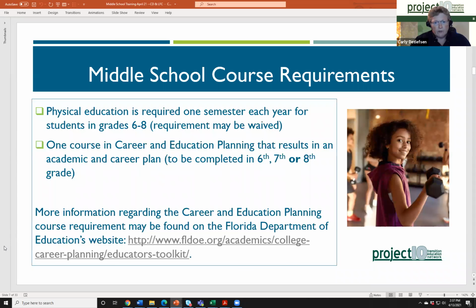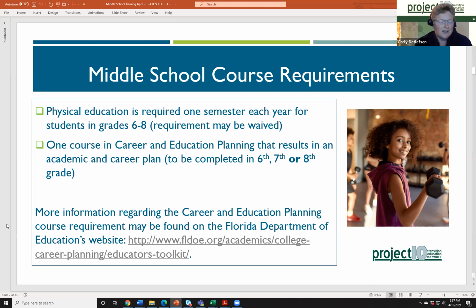Other requirements for middle school: they have to have PE every single year for at least one of the semesters. And they have to have the career and educational planning component that is required for middle school. It is now a promotional requirement for middle to high school. This was new legislation a couple of years ago. They can do it in 6th, 7th, or 8th grade, but they have to do it at some point, and it's a promotional requirement to high school.